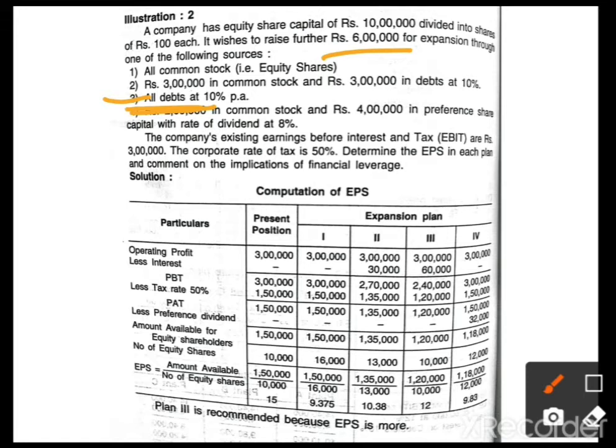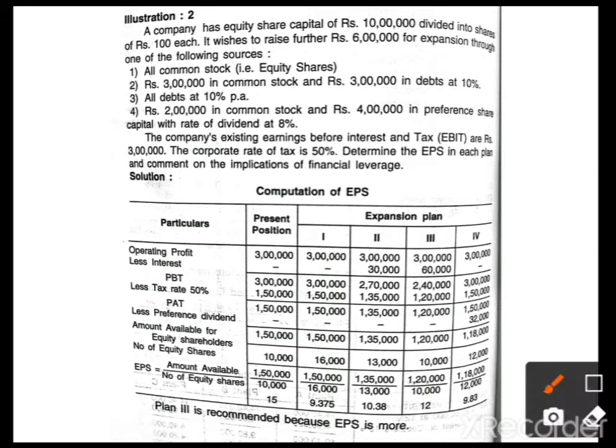Next, plan number 4: 2 lakh rupees in common stock. It means out of 6 lakh rupees, 2 lakh is equity shares, and the remaining 4 lakh is preference share capital, with the rate of dividend at 8%. The preference dividend is 8%. Debt is what? 10%. And what is the EBIT? EBIT is 3 lakh rupees. The tax rate is what? 50%. Determine or calculate EPS, and comment on the implications of financial leverage.